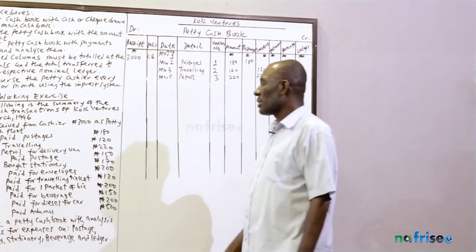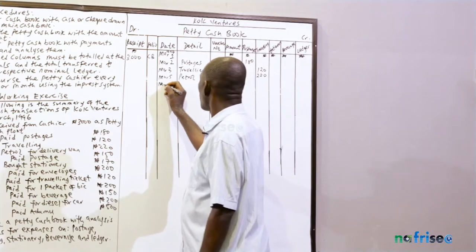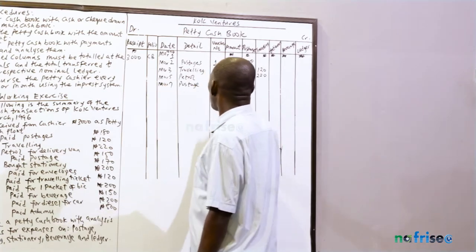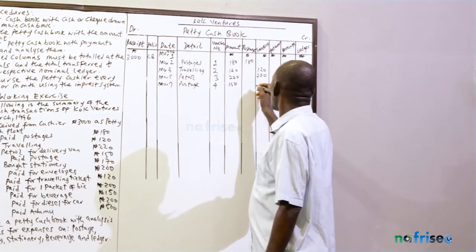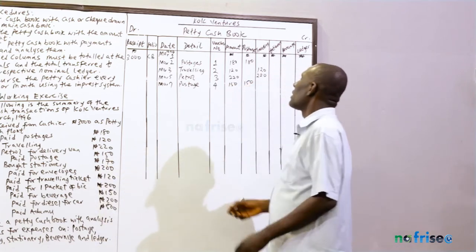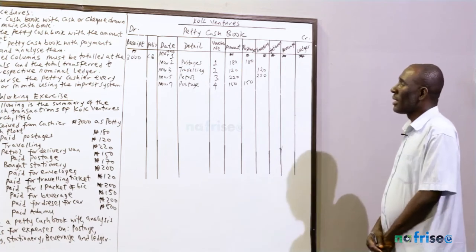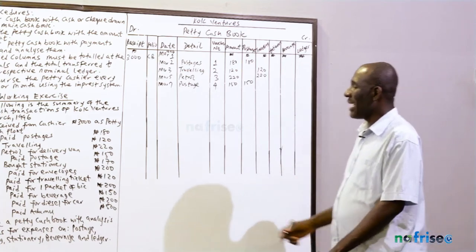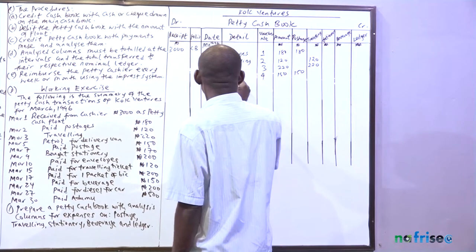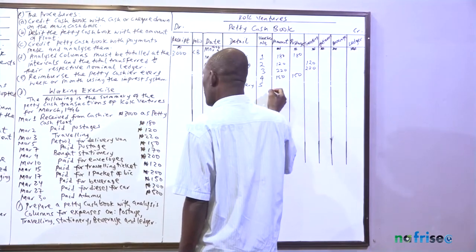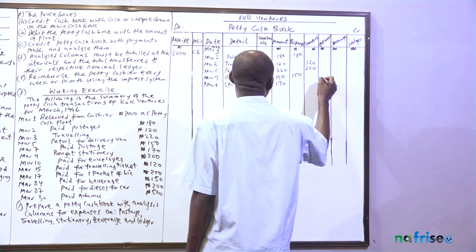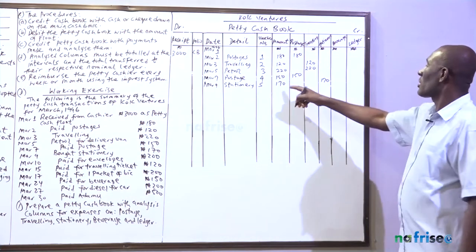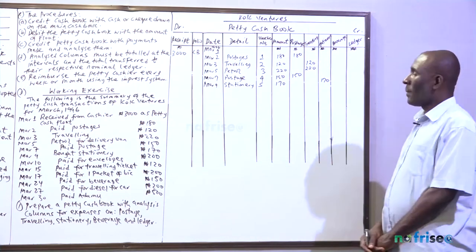Then March 7, postage 4. The amount is 150. It will come under postage. It's very simple, very interesting topic. Then March 9, stationery 5, 170. It will come under stationery. Look at it, under stationery. Let it correspond. 170.